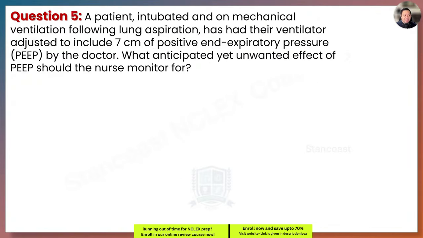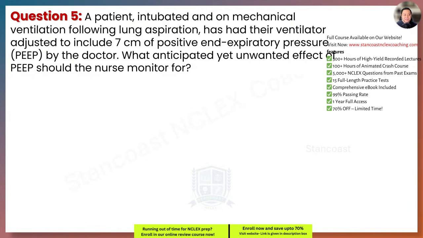5. A patient intubated and on mechanical ventilation following lung aspiration has had their ventilator adjusted to include 7 centimeters of positive end-expiratory pressure by the doctor. What anticipated yet unwanted effect of PEEP should the nurse monitor for?